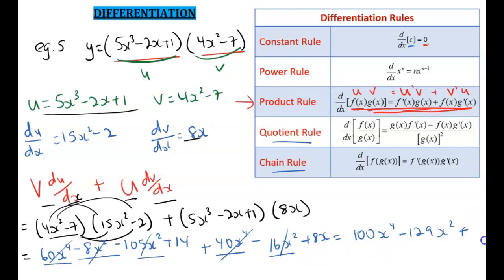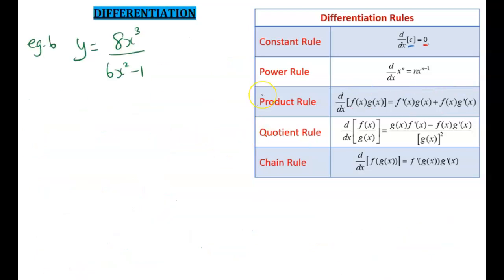Then I will remain with, oh sorry, this is supposed to be 8x here. Let me just write this over here. I'll have plus 8x here, and then of course I'm left with a 14, so this is my answer here. So it is 100x to the 4 minus 129x squared plus 8x plus 14. So this is the end of my fifth example. Now let me move on to an example in quotient rule.